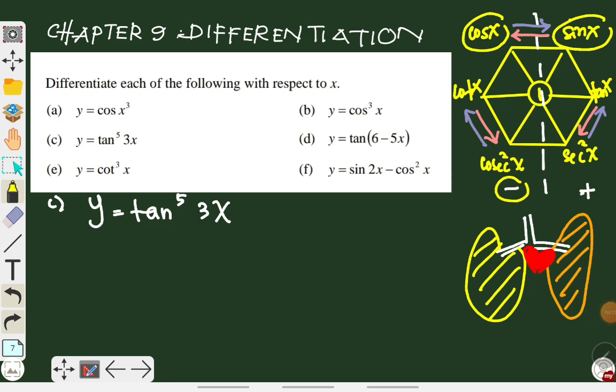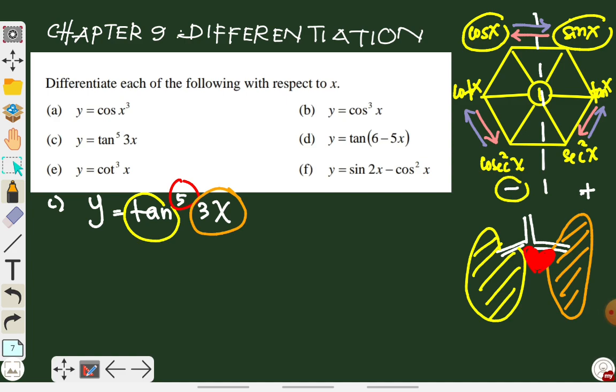Let's move on to differentiate C. y equals tangent to the power of 5, 3x. What do you think? How many parts do we have? Can you guess? Yes, we have 3 parts. So everybody, let's differentiate one by one for each case.